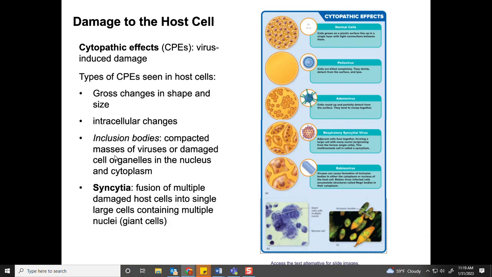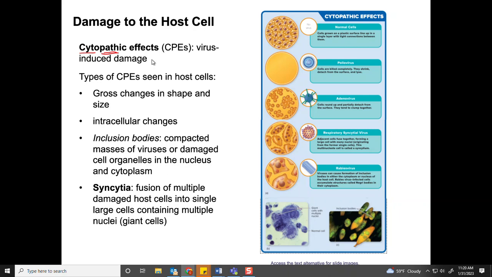All right, and how does that affect the cell? So we call the effects of these viral infections CPEs, or cytopathic effects. Cyto meaning cell, path meaning a disease state. Like pathology is the study of disease. So the cell disease effects. What happens to the cell when it's infected? It causes damage to the cell, and there are different damages that can occur.